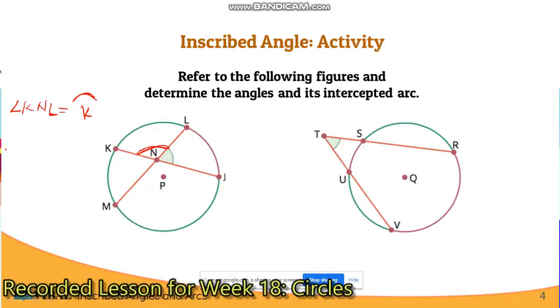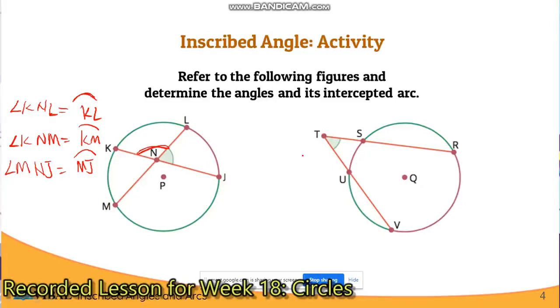For angle K and M, what is the arc form? KM. Okay, KM. Very good. Next, for angle M N J. MJ. Okay, very good. Arc MJ. So, ganun lang siya. Okay?